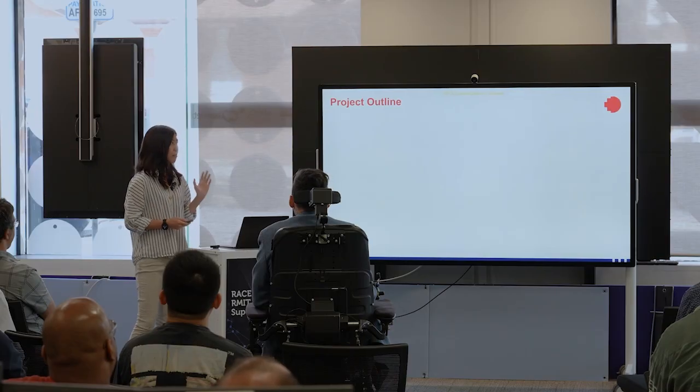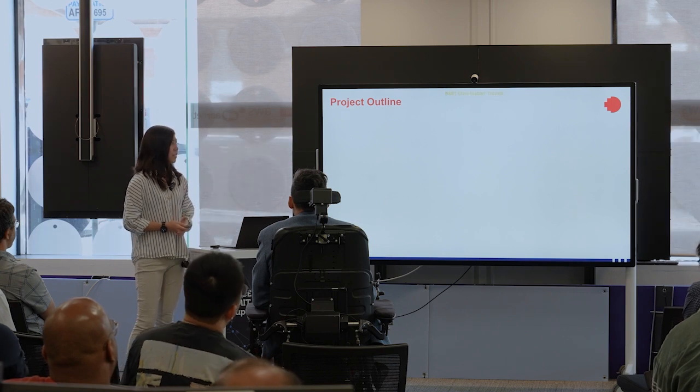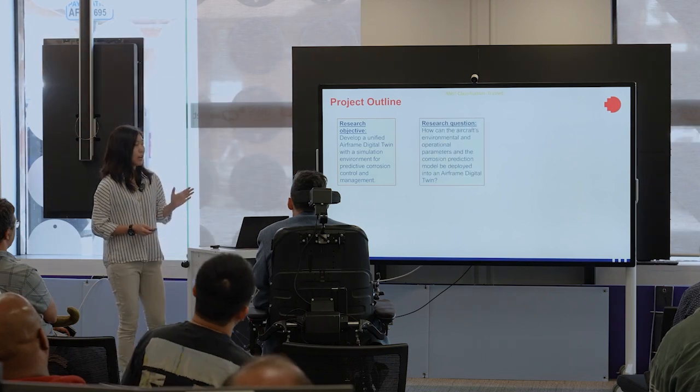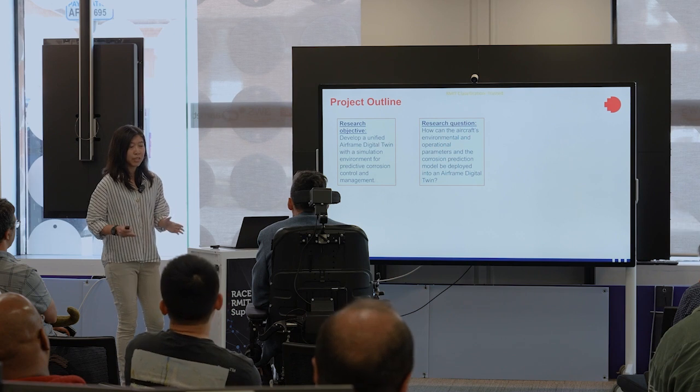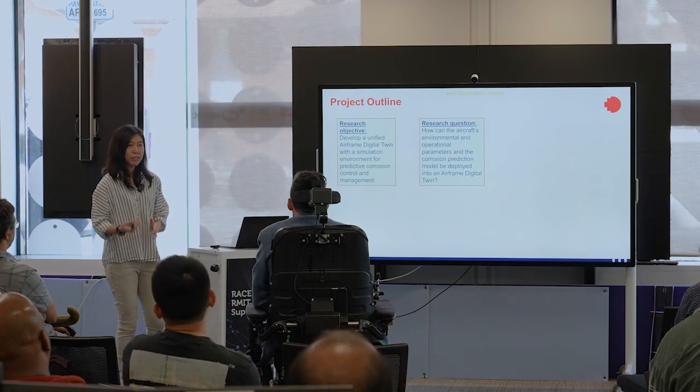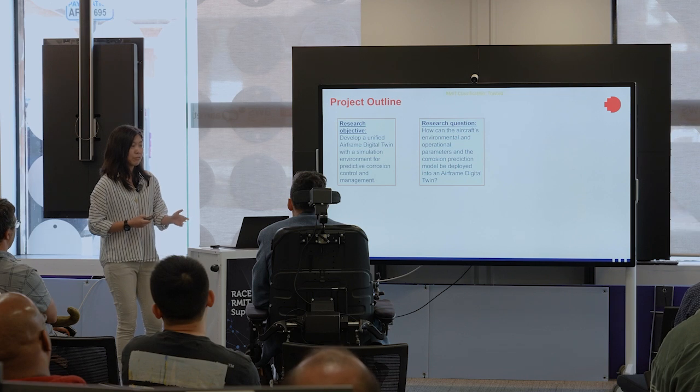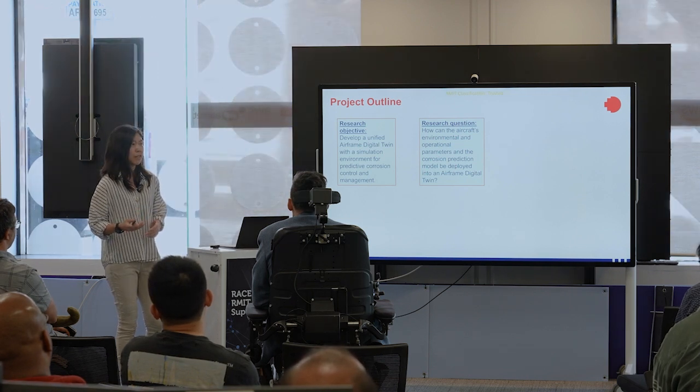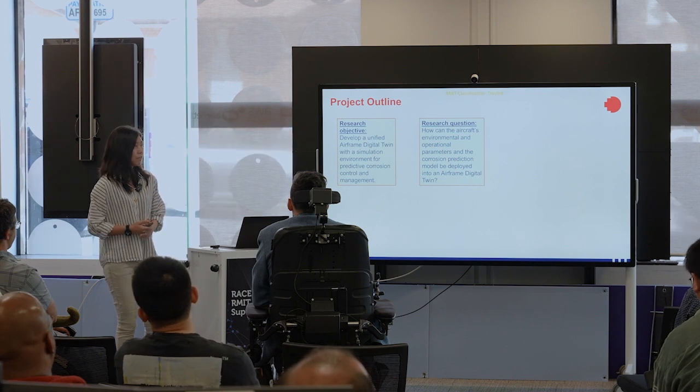So with all that saga about aircraft corrosion and the concerns around that, I formulated a research objective to develop a unified airframe digital twin for predictive corrosion maintenance. I already have tons of spatial-temporal aircraft operational and environmental data that is related to corrosion. I also am building a corrosion prediction model. Now my research question is, how can I deploy the model and all this data into an airframe digital twin?